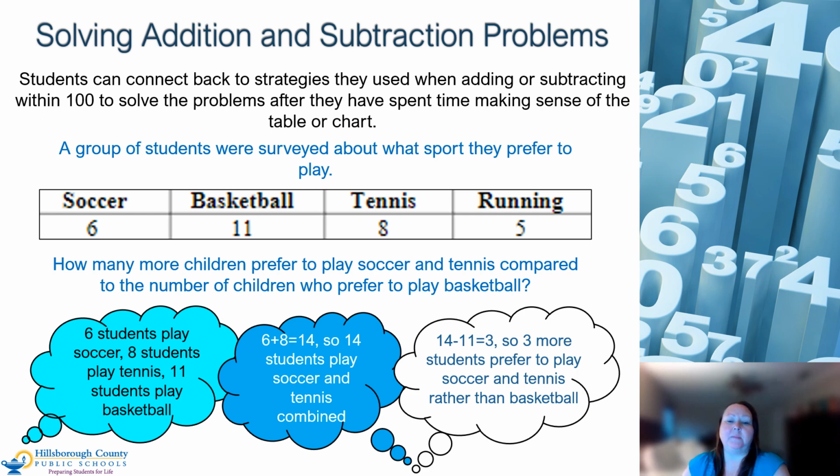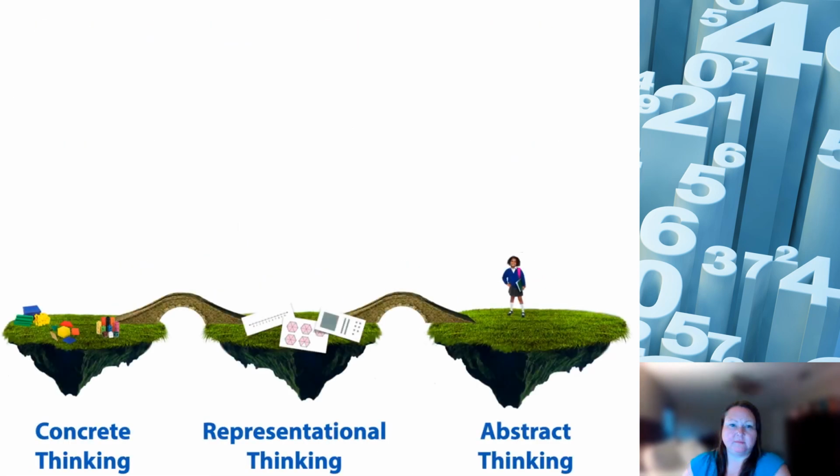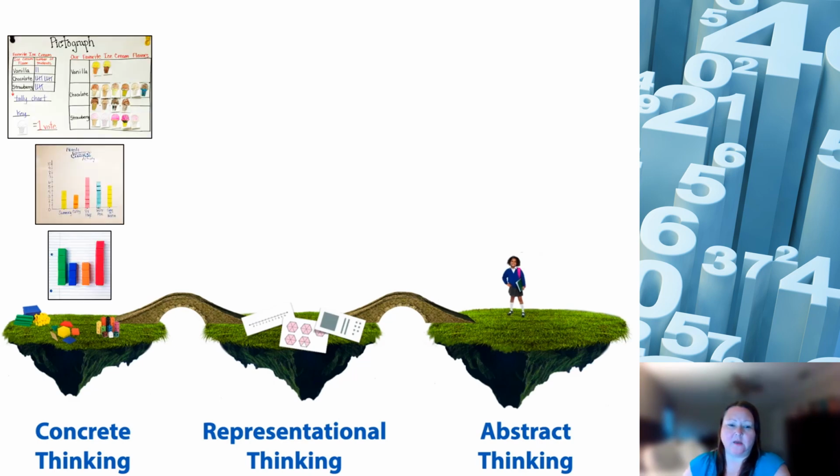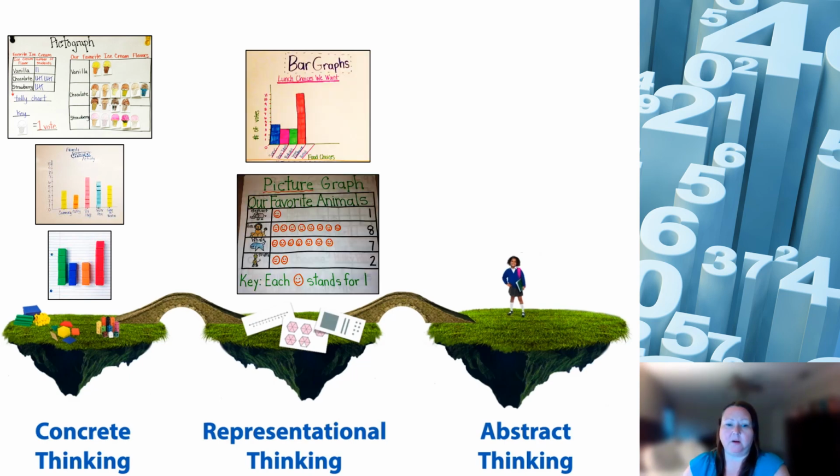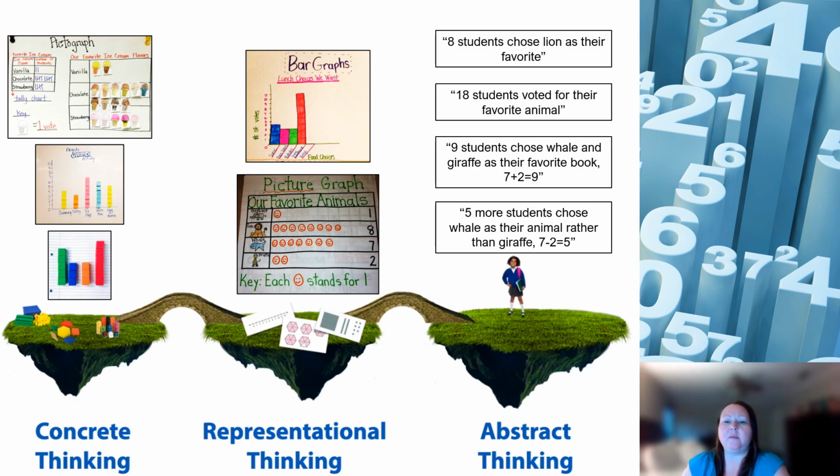So they spent time breaking down the data, picking the data that they needed, and figuring out how to use addition and subtraction to make that happen. So going back to the CRA models, first we want to start with those hands-on experiences, which could be creating a bar graph with post-it notes or snap cubes, or even making that picture graph using cutout pictures. Then we're moving into drawing the bar graphs or the picture graphs using that representational thinking, and then moving into recording statements about the data or solving using addition and subtraction.